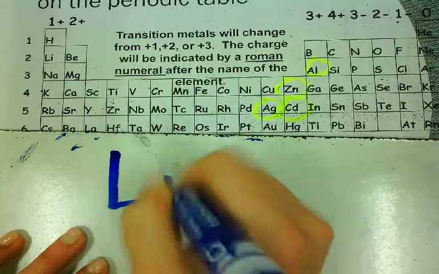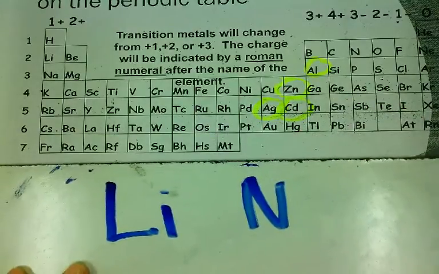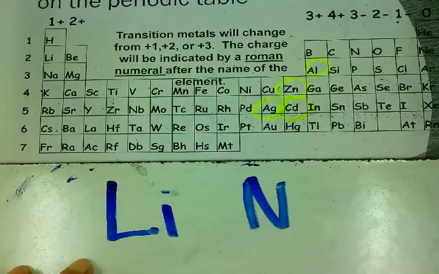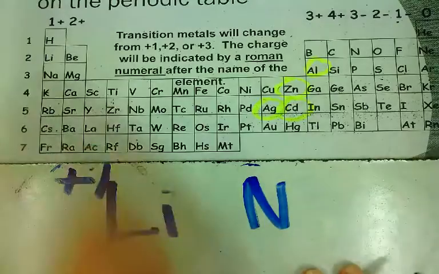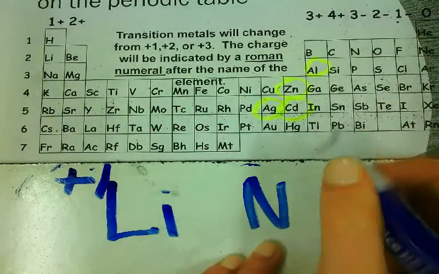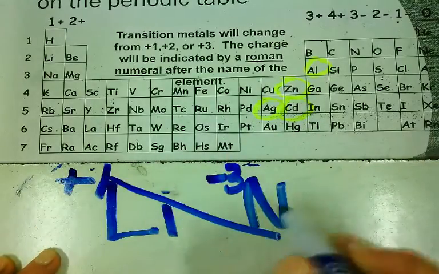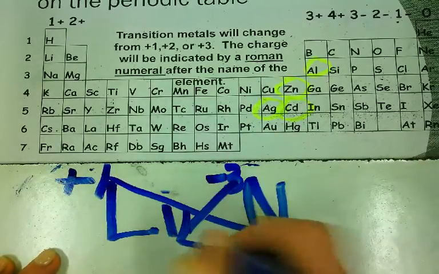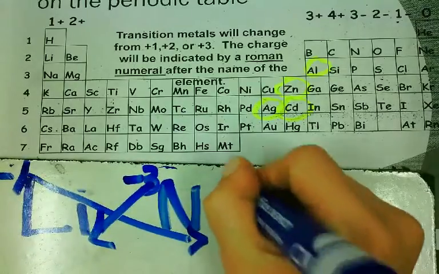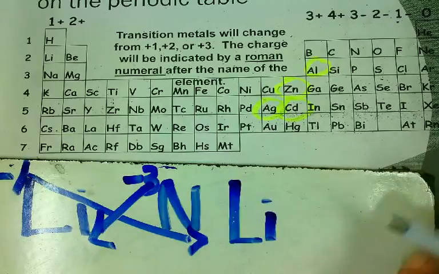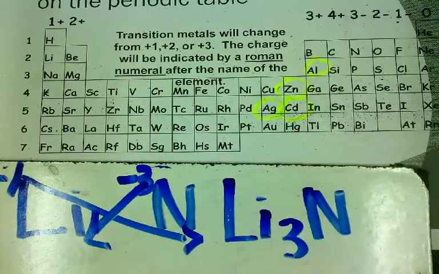Now we have lithium and nitrogen. The charge on lithium is a +1. The charge on nitrogen is a -3. So we're going to swap and drop these charges. So the final formula will be Li3N.